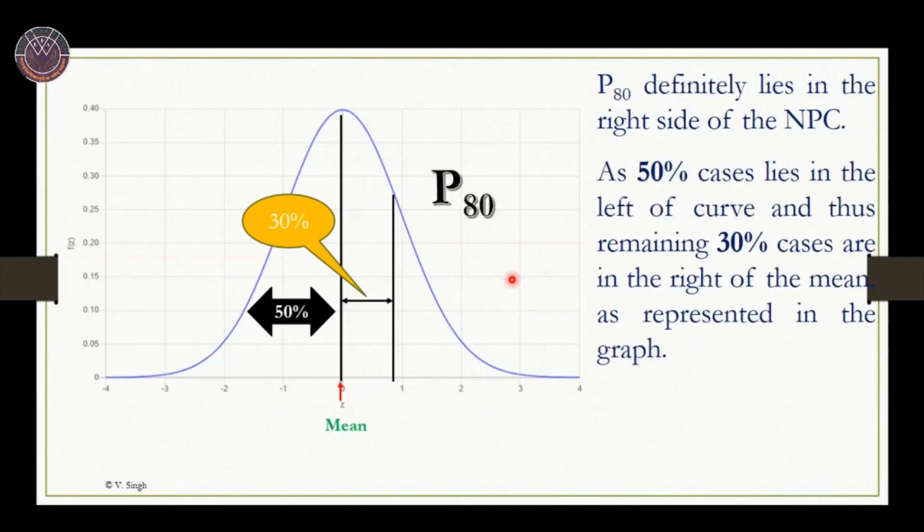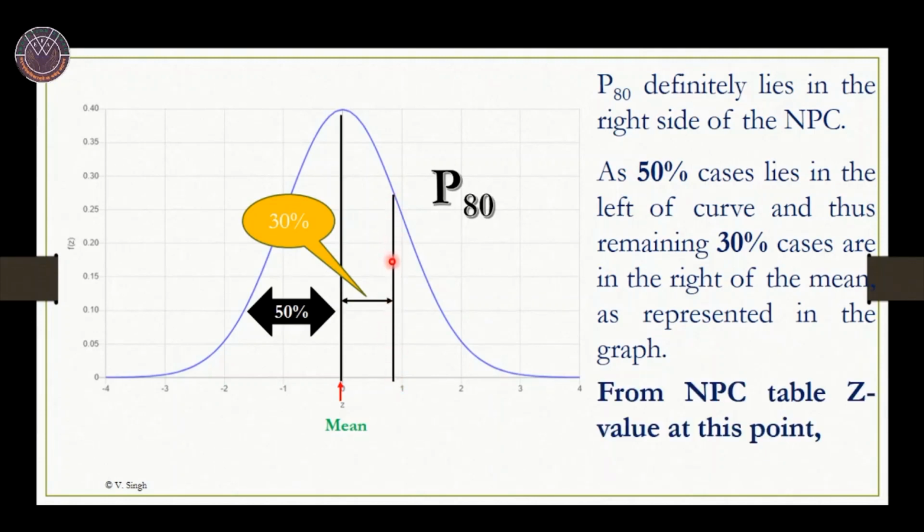So let us understand again. As 50% of cases lie on the left of the curve, the remaining 30% of the cases are on the right hand side of the mean, and we can see it in the graph. So in total 80% of the students, those who are lying below Ravi, are on this particular side, the left hand side, and 20% students are above him. This particular line represents the score of Ravi.